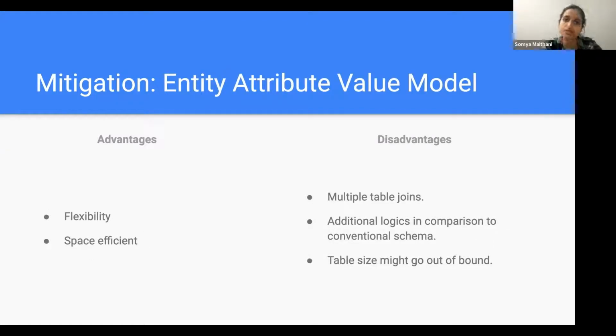And the next one that we found was the entity attribute value model. Now, I don't know how many of you are aware of this, but the entity attribute value model is something where you have an entity, and there are three basic fields that you have. The first field is the entity, the other is the attribute, and then there is the value that you store for this particular entity.